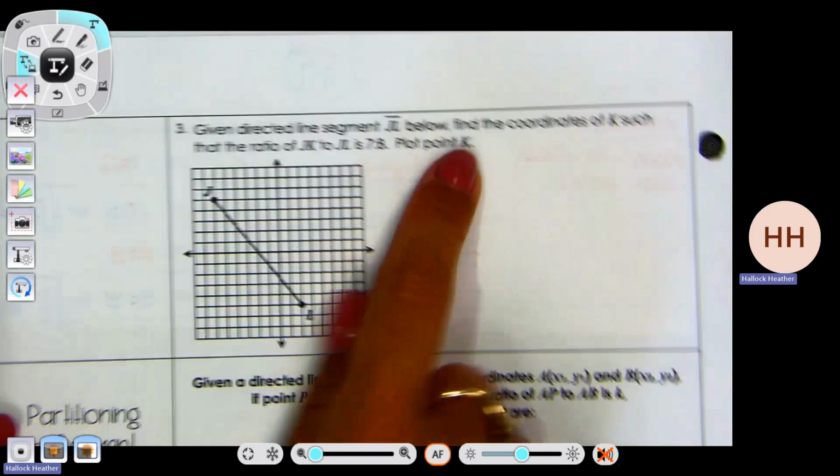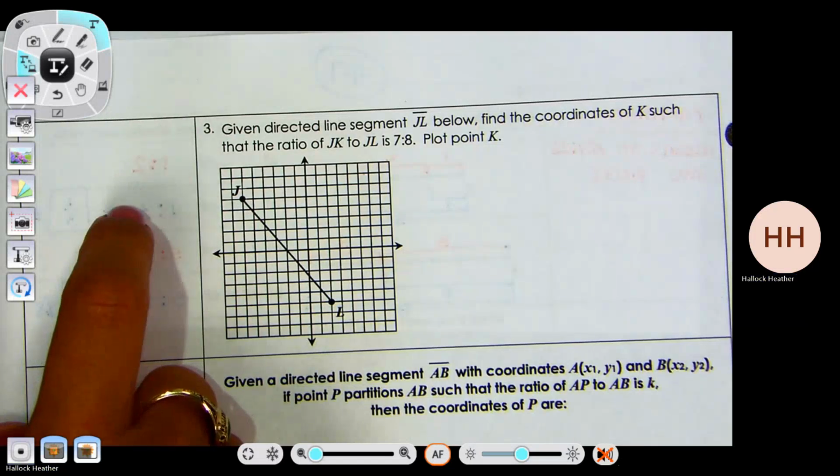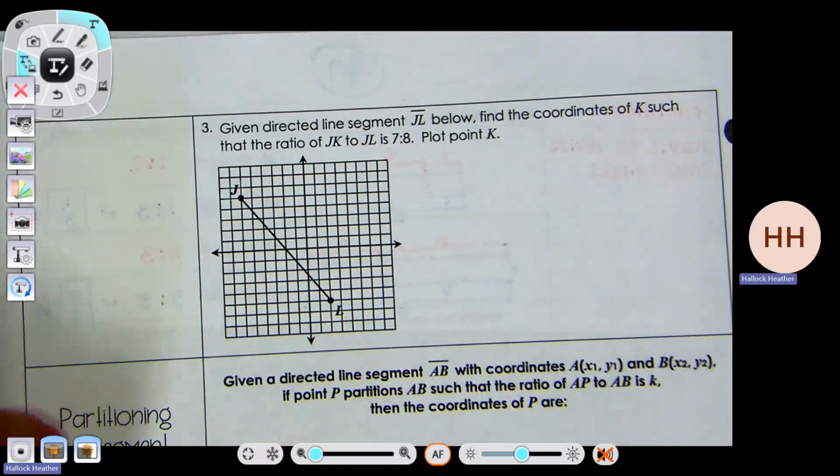So try number 3. Try to figure out where you're starting and try to draw your little graph over here so that way you can figure out what fraction you're using. You don't have to do the whole thing. I'm going to talk about that before you try the rest of the problem.